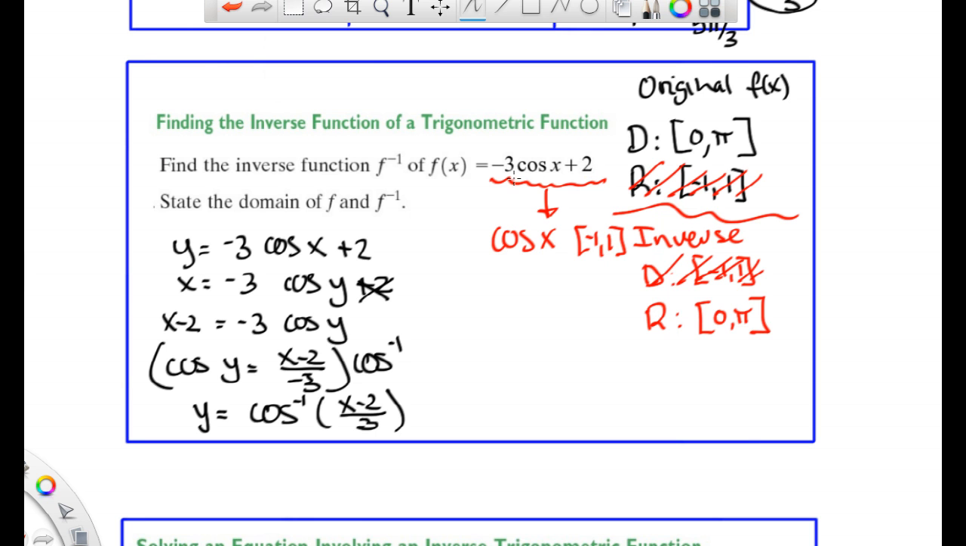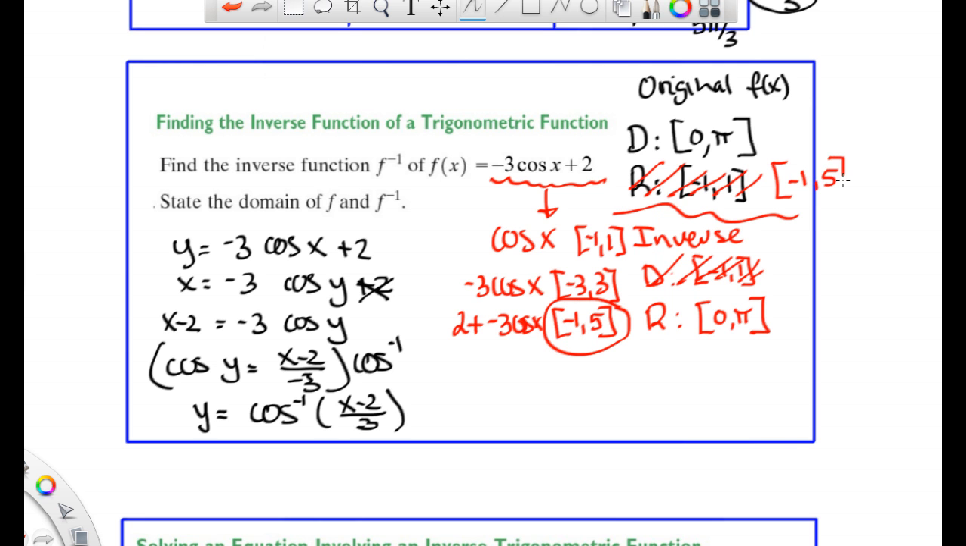So what does the -3 do? Well, the -3 changes that cosine, so to make it a -3 cosine of x, you would have been between -3 and 3. And then the 2 adds 2 to all the y values. So 2 plus a -3 cosine of x would add a 2 to this. So that's -1 to 5. So actually that is the range of the original function. The original function goes from -1 to 5. That means that the domain for the inverse is going to be from -1 to 5. So those are the values that you need to plug in there.